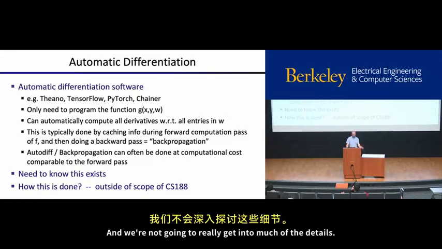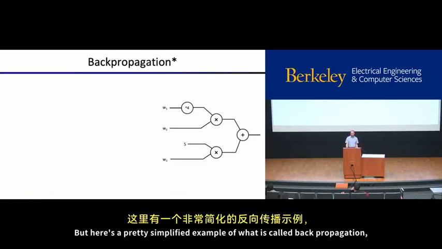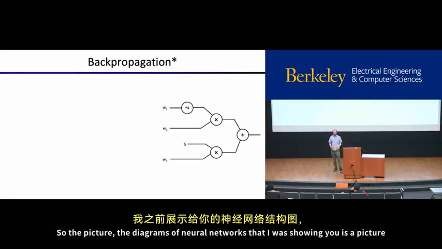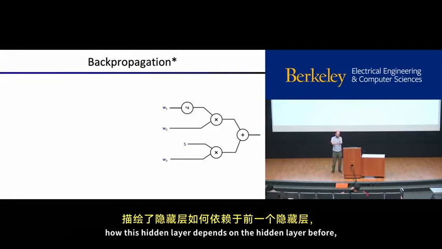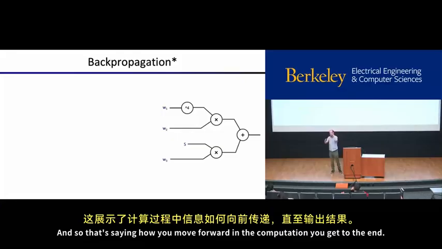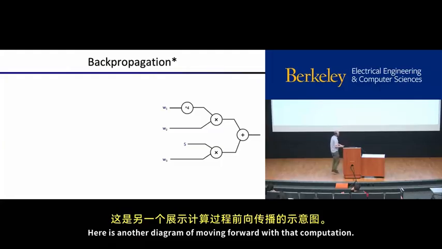And we're not going to really get into much of the details, but here's a pretty simplified example of what is called backpropagation, or just taking the chain rule back through the computation graph that you've defined. So the diagrams of neural networks that I was showing you is kind of a picture of how this hidden layer depends on the hidden layer before plus the weight matrix in the middle. And so that's saying how you move forward in the computation, you get to the end. Here's another diagram of kind of moving forward with that computation.